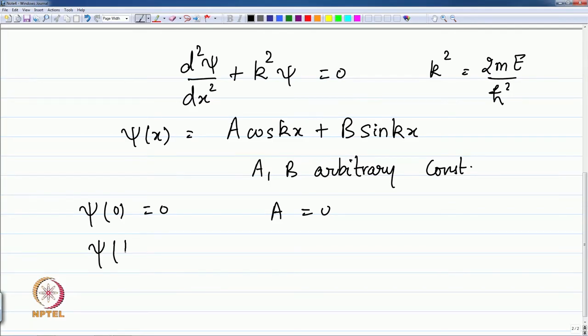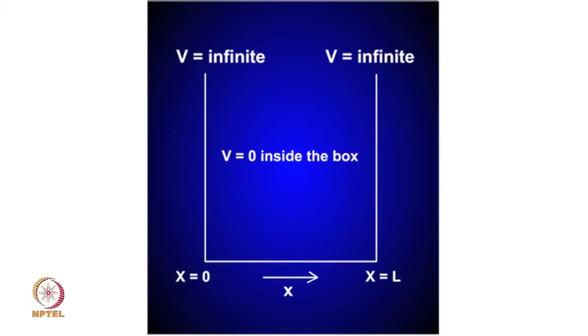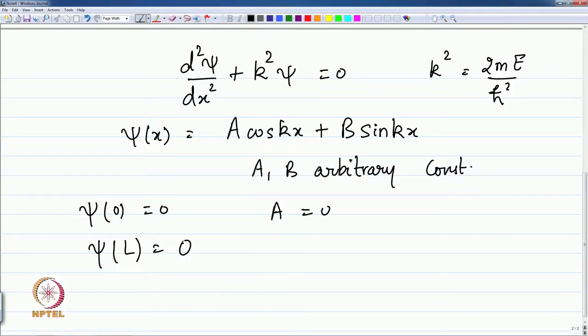If you have psi at L, which is the other extreme of the box, please remember this model, at x is equal to L at this point. Therefore, we have psi of L is 0, which implies that since a is already 0, psi of x is b sine kL, and that is equal to 0.